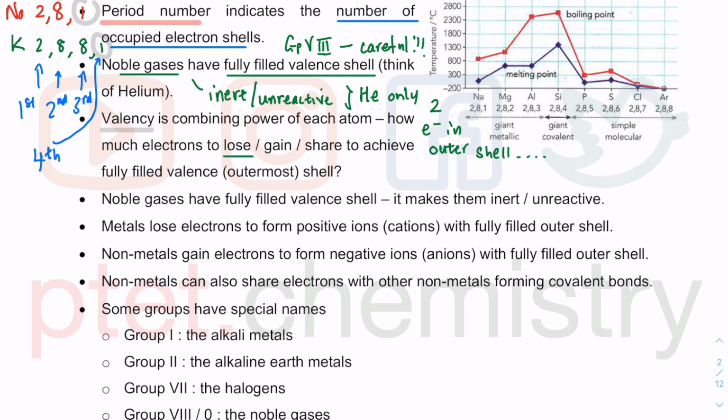You can gain or you can share electrons for non-metals. Gaining or sharing electrons are very common properties of non-metals, depending on what their partners are. We talk about metals losing electrons, and therefore they will form cations or positive ions, and the purpose is to get a fully filled outer shell.